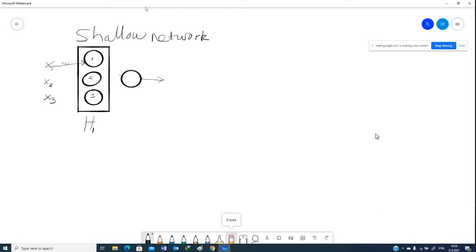And then this connects to this. This connects to that. Okay, so let's say we've got a shallow architecture like this. It could have more neurons, right? So let's say this is our first architecture, and this is our second architecture.